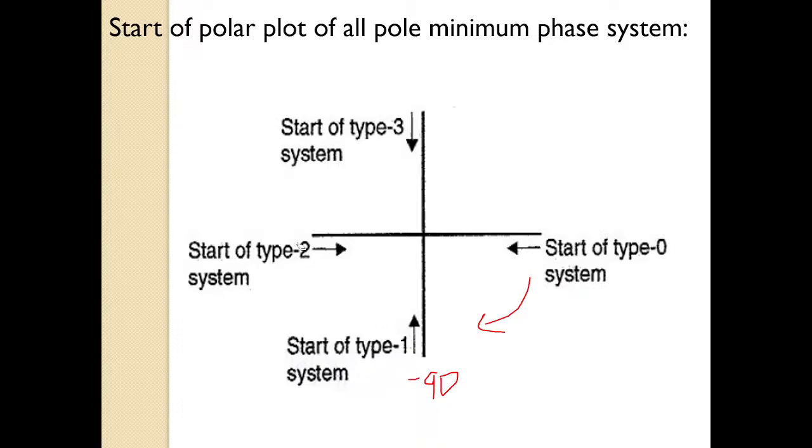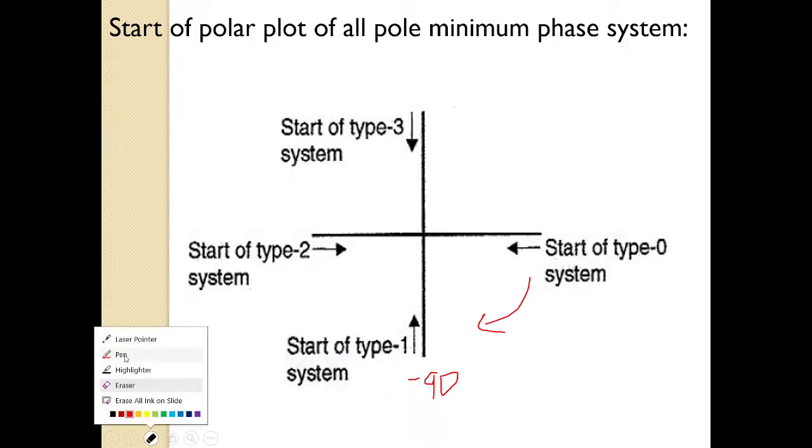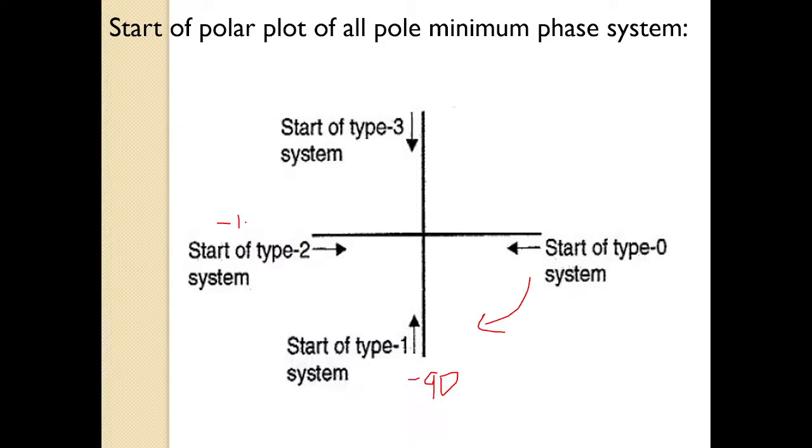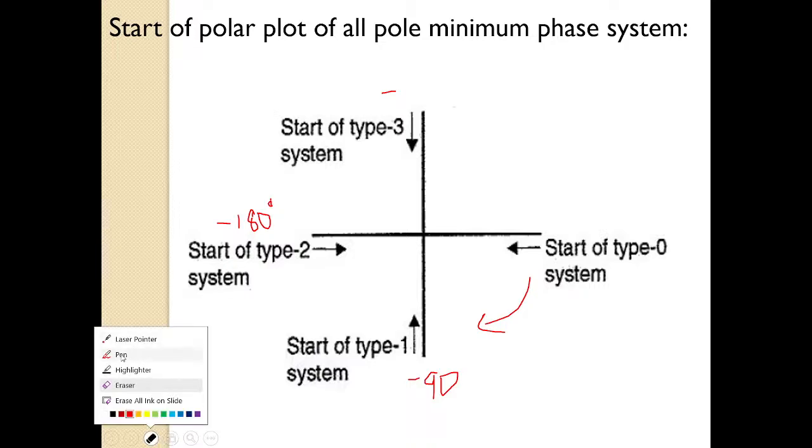So that is the type 1 system. If it is a type 2 system, since we are moving clockwise, we must consider negative angles, so it will start from minus 180 degrees. And if it is a type 3 system, then the plot will start from the end of the minus 270 degree axis.